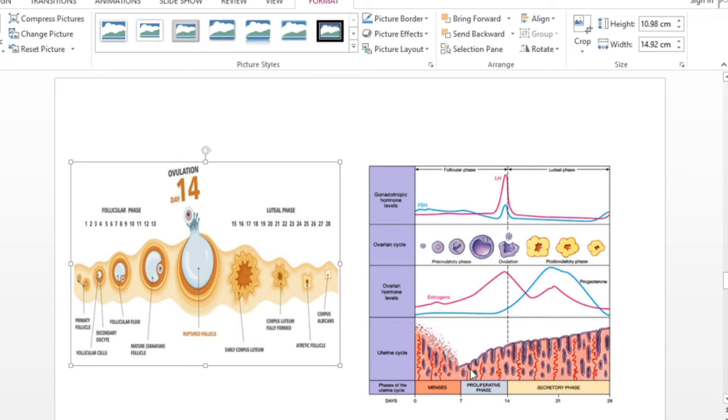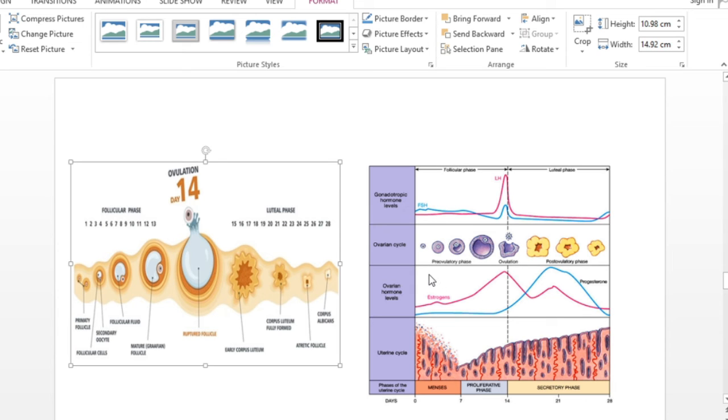The follicular phase lasts for 14 days. The dominant hormone of this phase is estrogen. This estrogen promotes the growth of the inner lining of the uterus. Here in the second picture, you can see a pink graph and a blue graph. This pink graph represents the estrogen level.